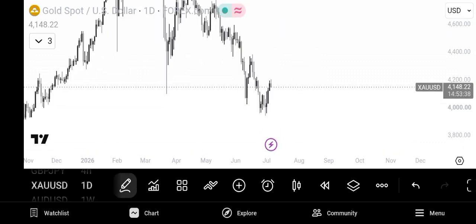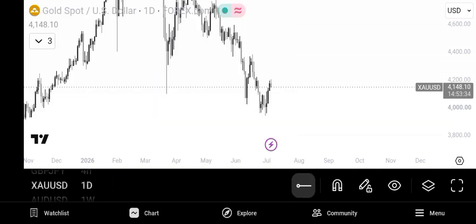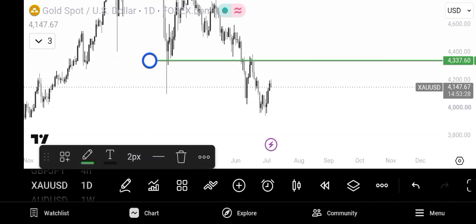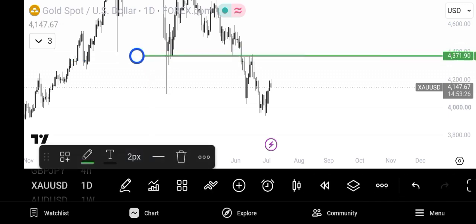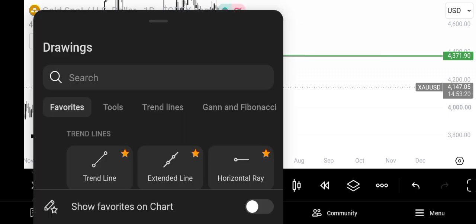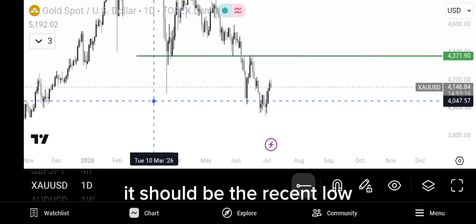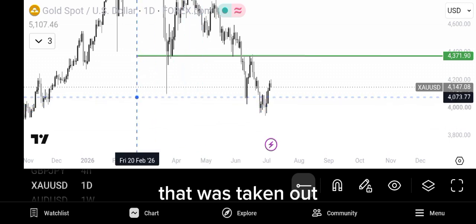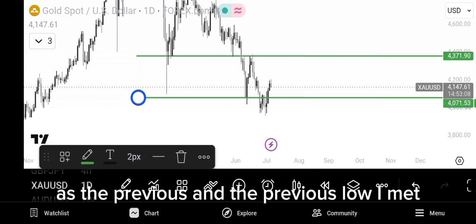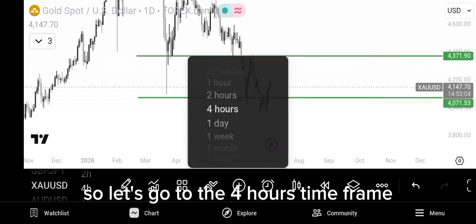The previous key levels. This will be the recent high, and this will be the recent low that was taken out, as the previous high and the previous low. So let's go to the 4 hours time frame.